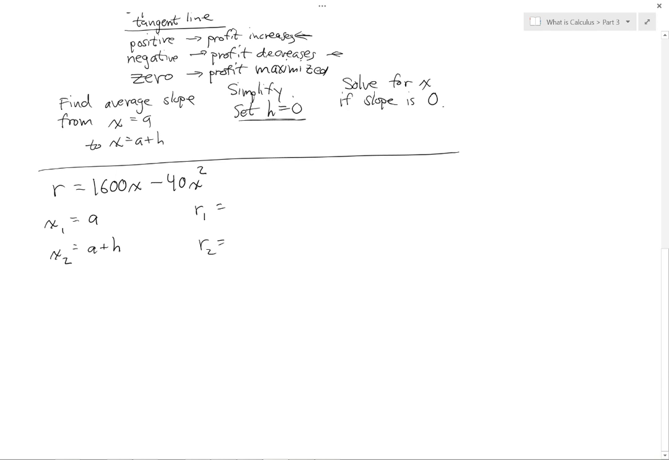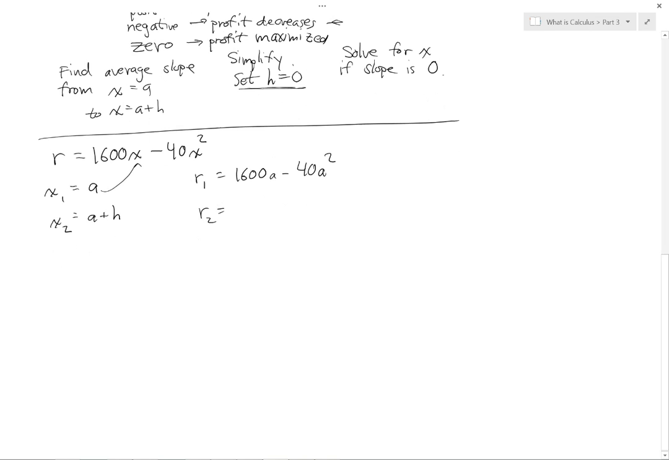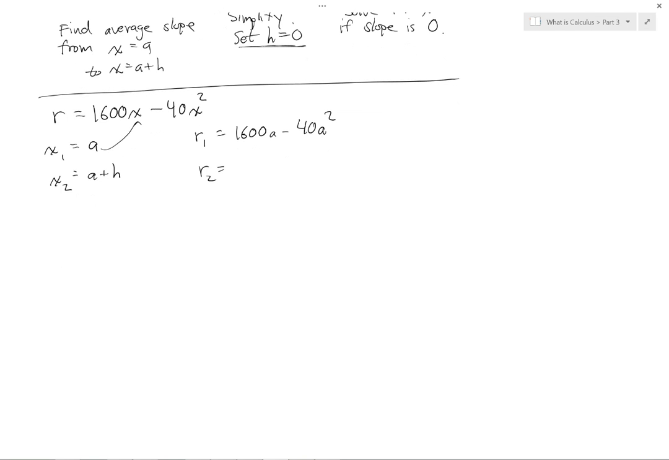R1, okay, so the algebra is going to get a little more complex here. R1, well, R is equal to 1600x minus 40x squared. If I just take A and plug it into this equation, we're going to get 1600A minus 40A squared. R2, okay, we're plugging in A plus H instead of A. So like I said, the algebra is going to get a little dicey here, but stay with me. 1600 times A plus H minus 40 times A plus H squared.